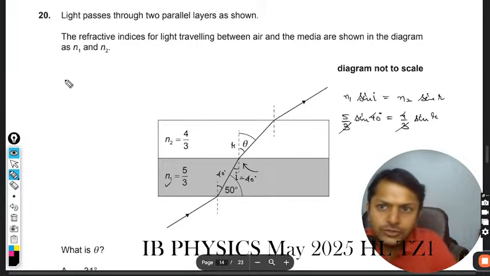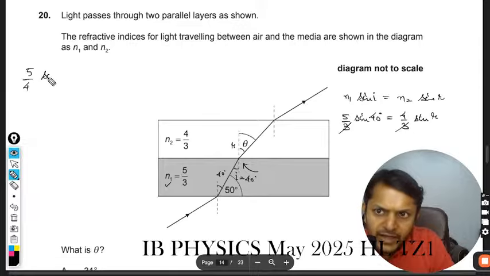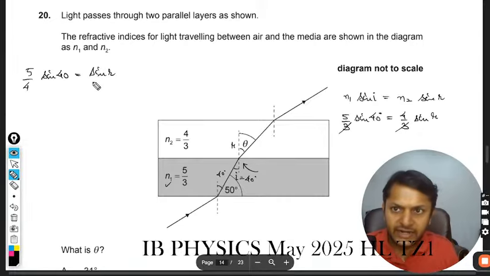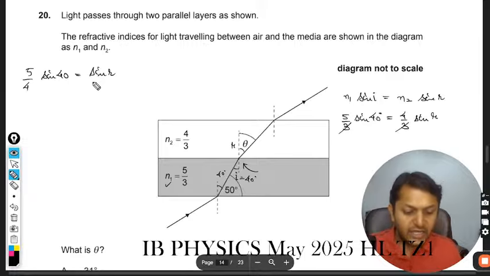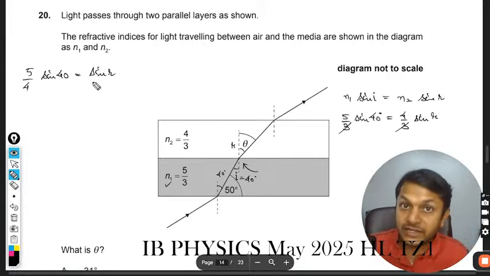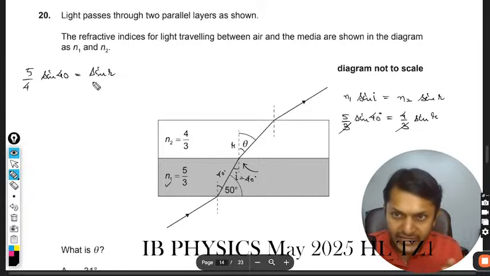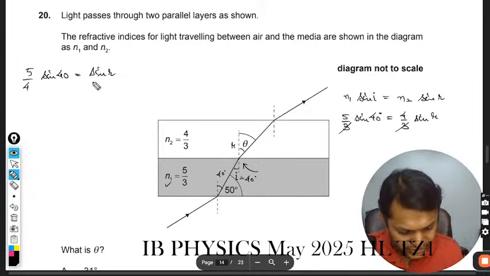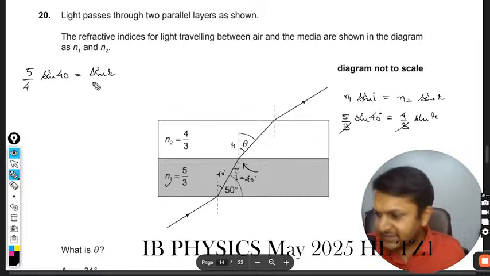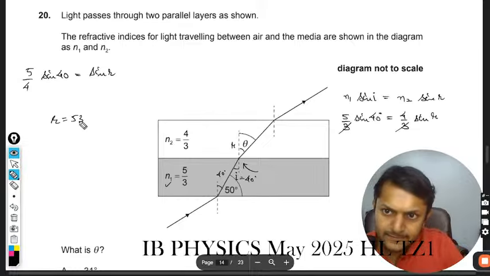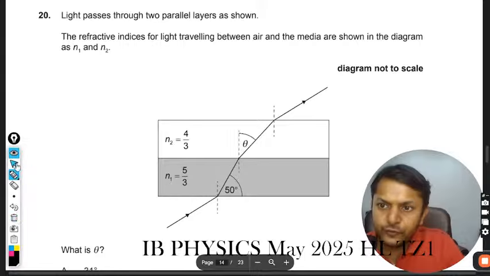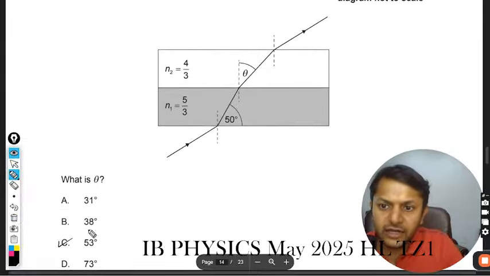3 and 3 get cancelled out. 5 by 4 sine 40 is equal to sine R. You can directly use your calculator now. So 5 by 4 multiplied by sine 40. And please be careful that your calculator should always be in degrees, not in radians. So it is 0.8 now, and then you have to take the sine inverse. Yes, the answer for me is 53.46 degrees, and clearly the answer will be C.